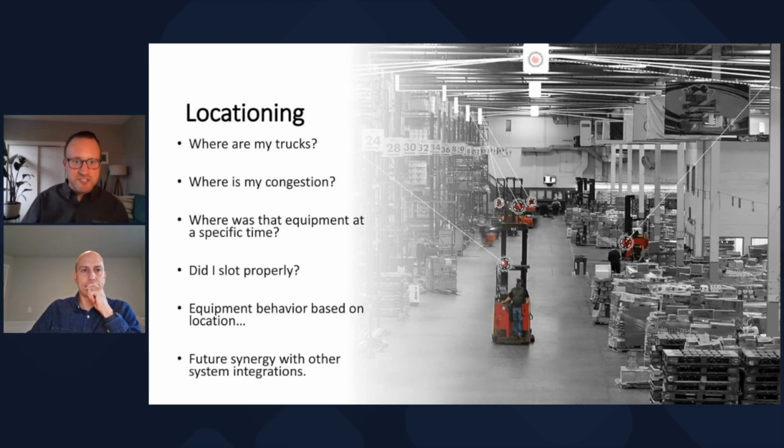So, understanding congestion. Another thing is equipment behavior based on location. So let's say, for instance, you're saying, well, we've got a lot of reach activity in these aisles, but I'm seeing a lot of pallet jacks. What is going on there? And you may not know that if you don't have the data. So what are they leveraging? Have I assigned the wrong equipment? Do I have a slotting issue? Maybe I need to upgrade my WMS based on that data.